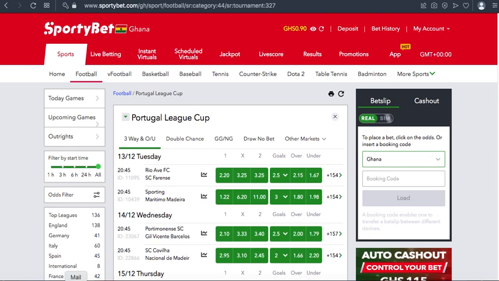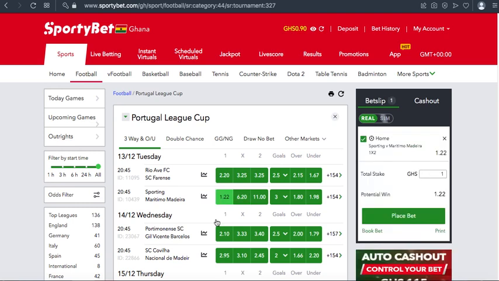That is it. So you can see Sporting and Maritimo are playing, and Sporting are favorites for this match. Sporting has 1.22 odds and Maritimo has 11. That means Sporting has the chance to win this game. So I choose straight win for Sporting.